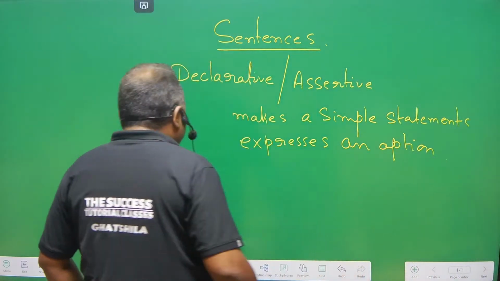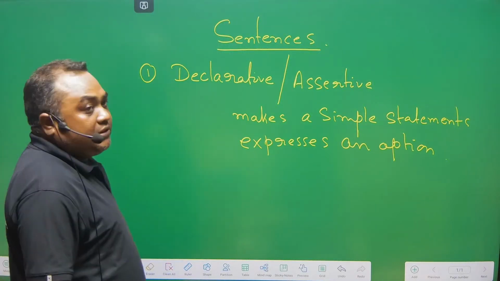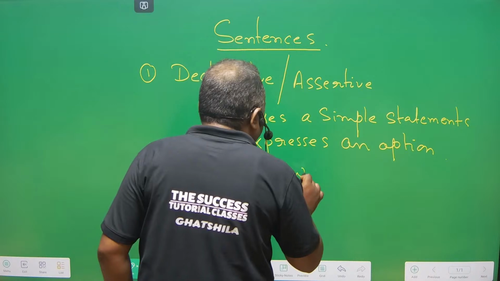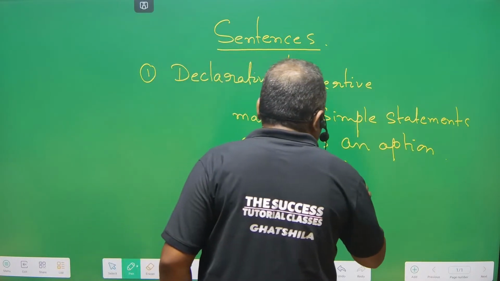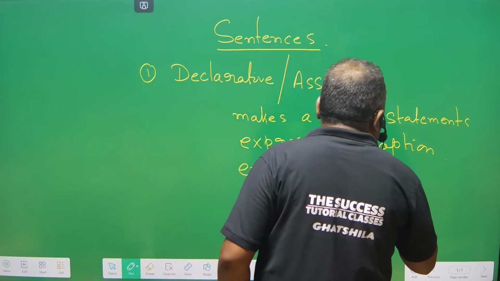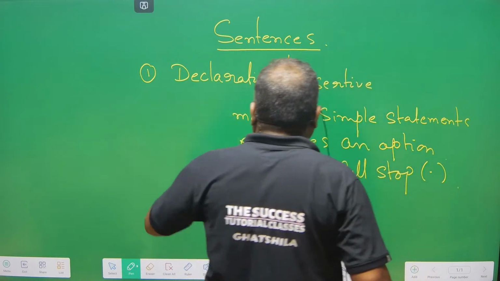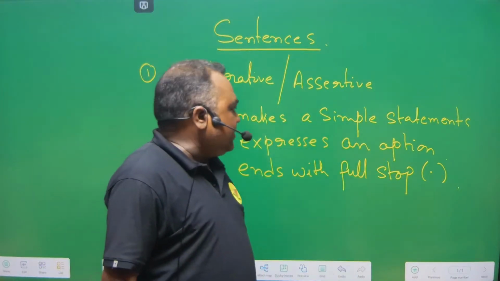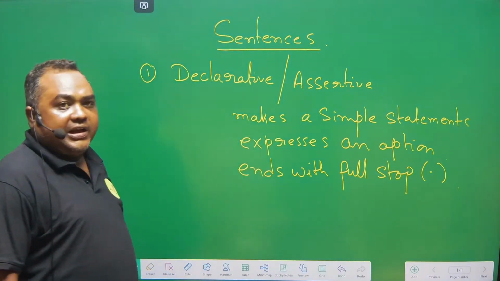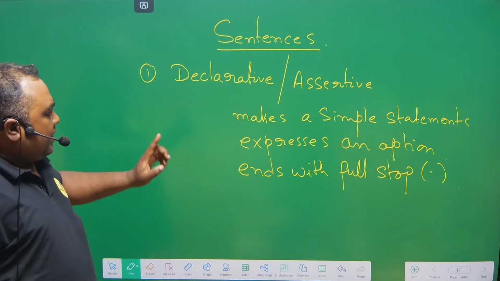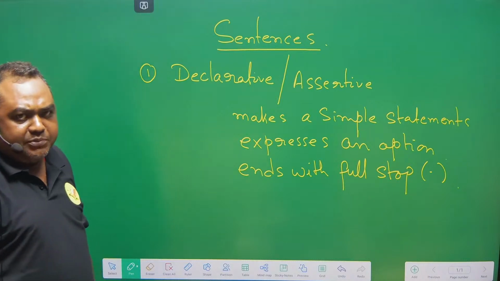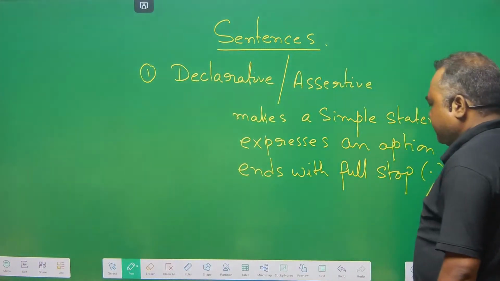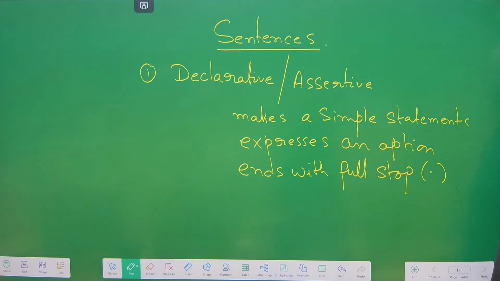And another thing, all declarative and assertive sentences end with full stops. Ends with full stop. So these are the things regarding declarative or assertive sentences. First, it makes a simple sentence; second, it expresses an opinion; and last, all assertive and declarative sentences end with a full stop. Okay, students? Are you getting my point? So this is all about assertive or declarative sentence.